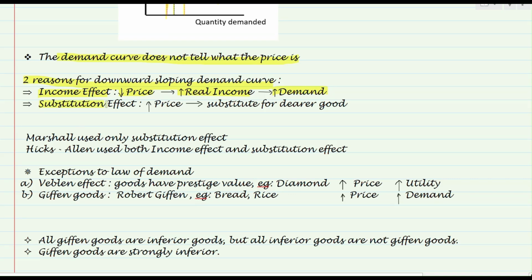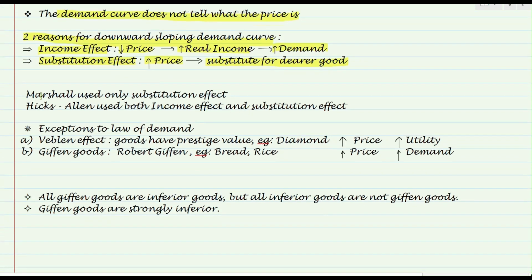Number two reason is the substitution effect. What does substitution effect mean? Substitution is when two commodities can be interchanged with each other. A famous example is tea and coffee. Let's say the price of coffee rises. So the consumer will substitute for the dearer good. Here dearer good means a good that is relatively cheaper and can be substituted. So when the price of coffee rose, consumers shifted to tea.